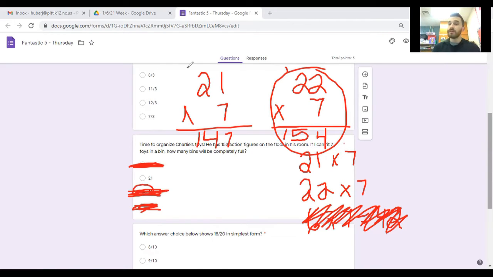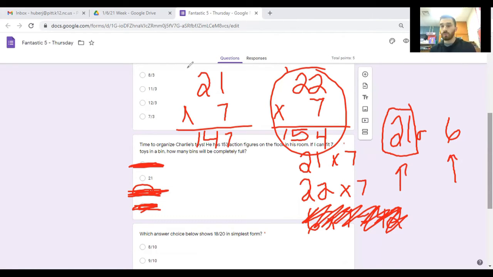So when you only fill 21 bins, yes, that's only 147 toys. But you got to kind of go back to your original answer when you had 21 remainder 6. This number right here is always going to represent what is completely full. That doesn't mean it's going to take me 21 boxes or 21 bins. That's just how many will be full. So 21 full bins, and I'll have 6 left over.